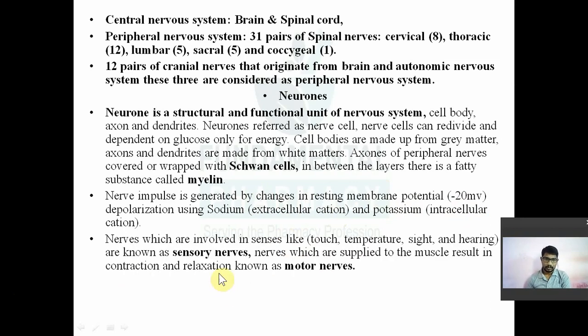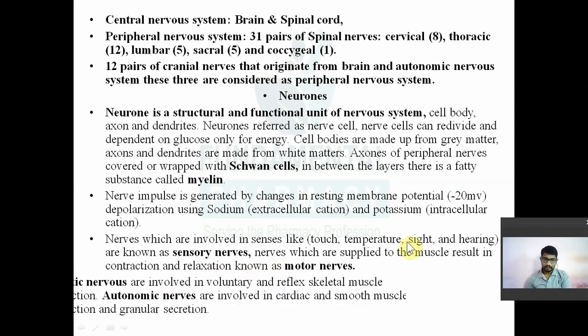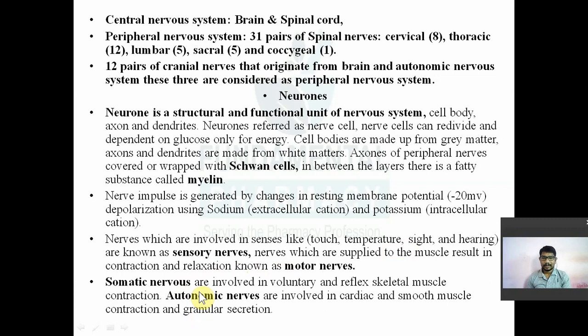Nerves which are involved in the senses like touch, temperature, sight, and hearing are known as sensory nerves. Nerves which are supplied to a muscle for contraction and relaxation are known as motor nerves. Remember this. Somatic nerves are under your voluntary control.